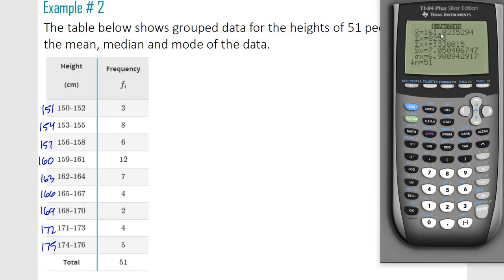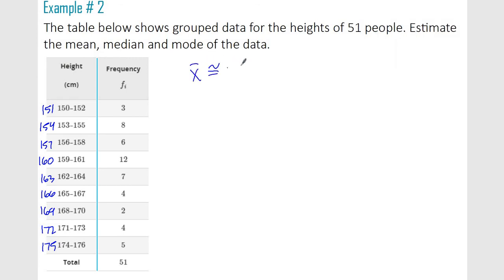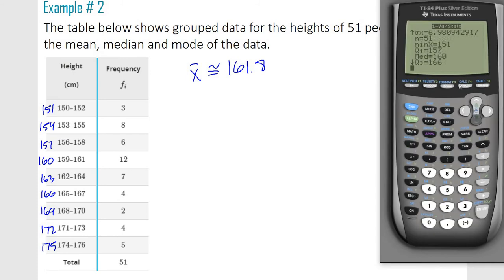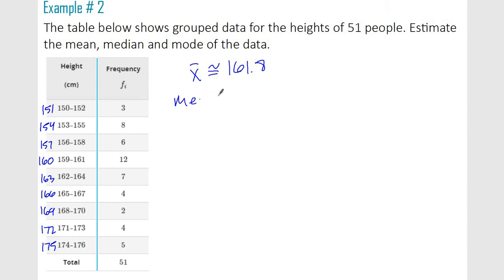So the mean is approximately 161.8. Our median is 160. And our mode, the one that happens the most, is 160. And these are all estimates, right? They're not exact because we don't have the raw data. So we're assuming that this is where they're going to be, roughly.